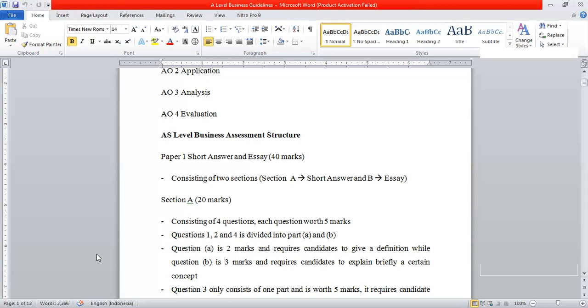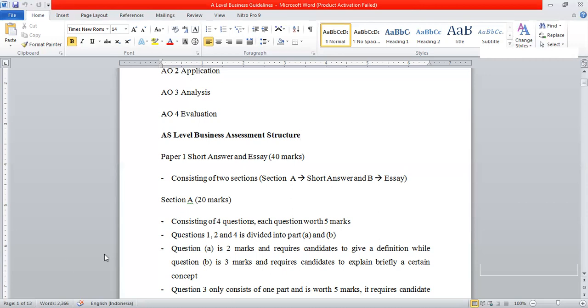Each question is worth 5 marks. Question 1, 5 marks. Question 2, 5 marks. Question 3, 5 marks. And question 4, 5 marks. Questions 1, 2, and 4 are divided into 2 parts. So there is 1A and 1B, 2A and 2B, 4A and 4B.